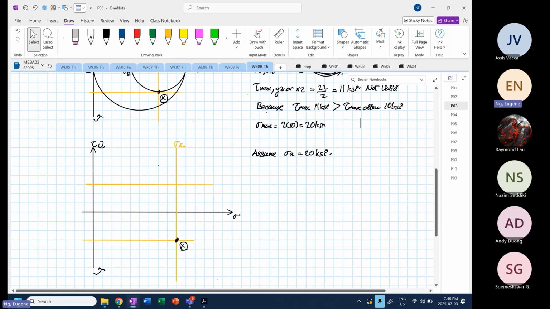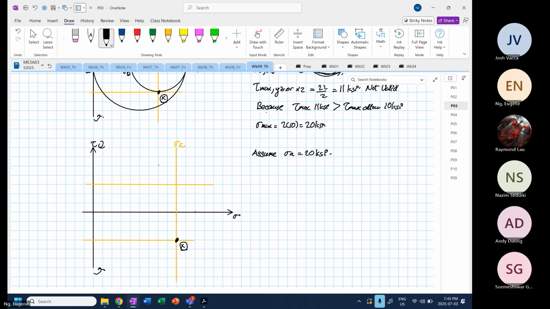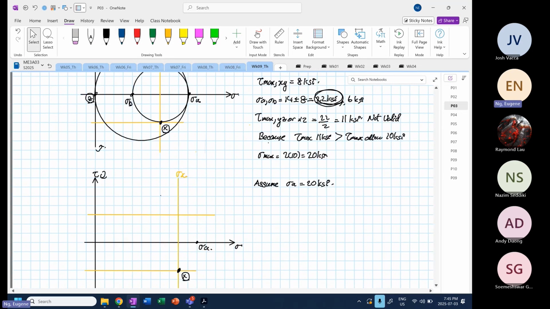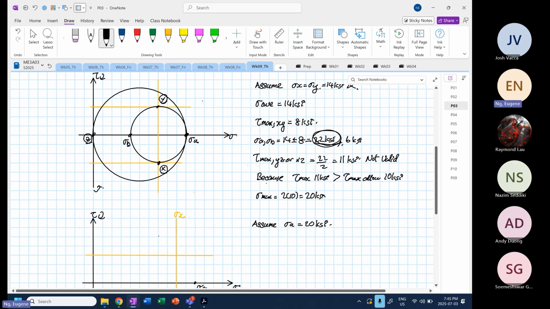So I'm just going to sketch this. Okay, so this is equal to 20 KSI. Okay, that is my stress A line. Okay, so we know that in a 3D Mohr circle, right? Like this is stress A. This point is shared with this circle over here, right? Shared with this circle. And it also shares with another circle over here.